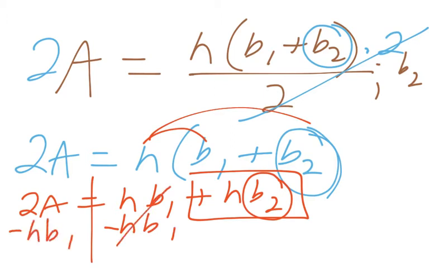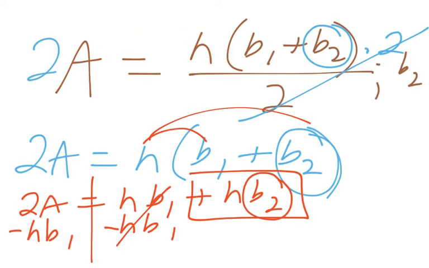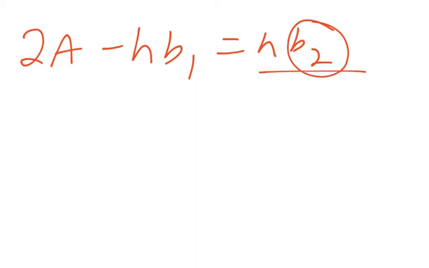Since I'm running out of space, we're going to rewrite the problem. So 2a minus hb1 equals hb2. And we're still solving for b sub 2, excuse me. So our last step would be divide everything by h.